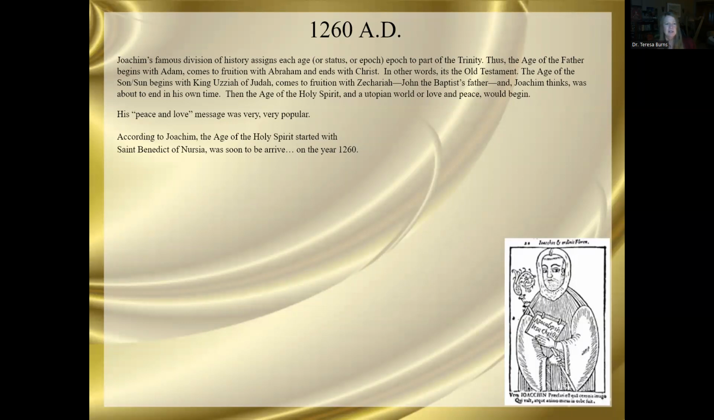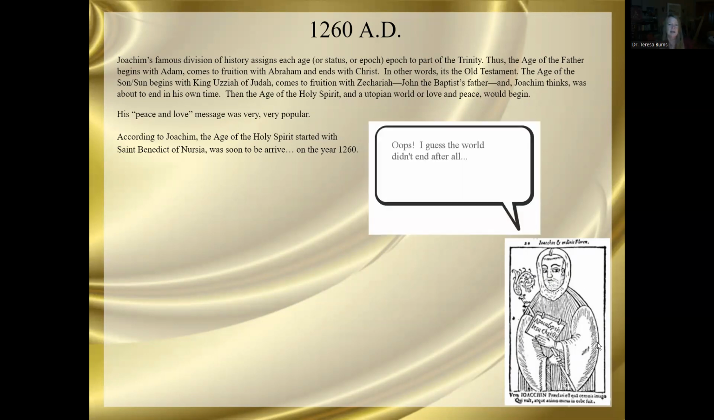And Joachim thinks this age is about to end in his own time, and it's going to lead to the age of the Holy Spirit and a utopian world. Now, when Joachim lives, he wasn't living in a real happy time. So this utopian vision was very, very popular. It's like peace and love. It's like the golden age of the Greeks and Romans. And according to Joachim, this age of the Holy Spirit of peace and love, which was started with Saint Benedict, he thinks is soon to arrive in this age right here, 1260 AD. Oops, it doesn't.